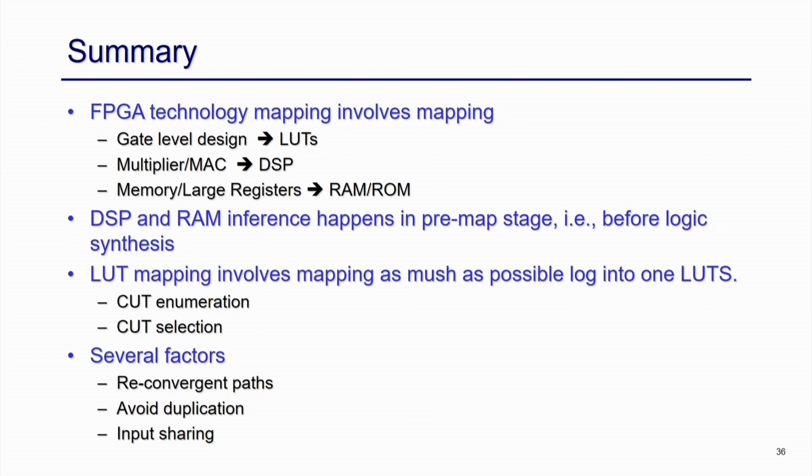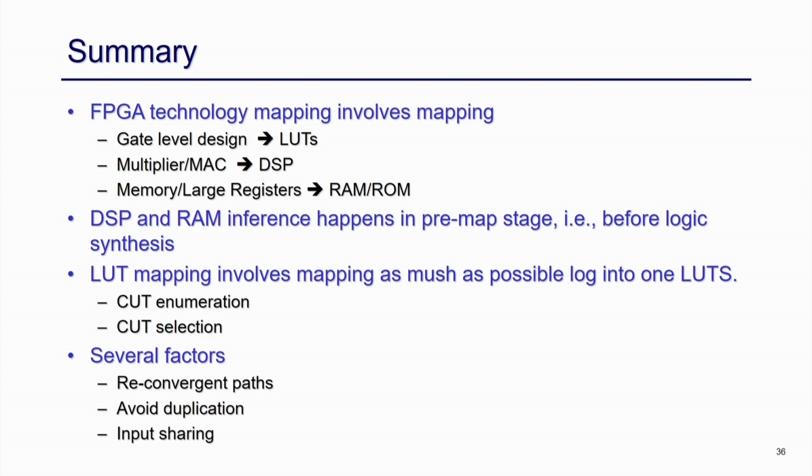Okay. So, here is a summary: FPGA technology mapping is a little bit different from ASIC mapping, because here we have dedicated resources like LUTs, DSPs and RAM, and our objective is to map the whole thing into these particular blocks. DSP and RAM inference usually happens during the pre-mapping stage, because we have to preserve those structures so that they do not get flattened or dissolved into gates, which would prevent DSP or RAM inference.